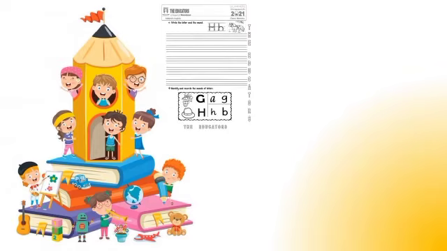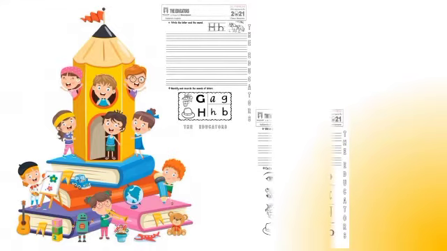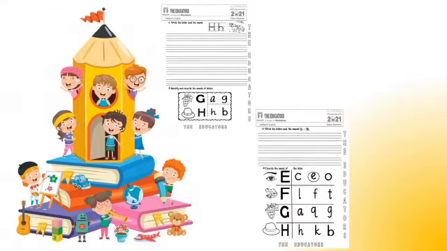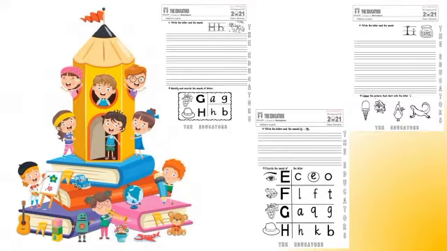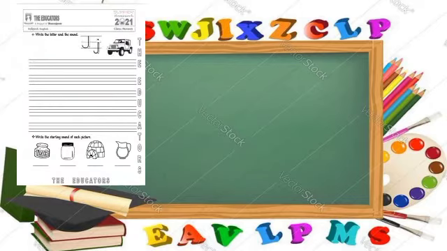On page number 12, write letter H and its sound and do its activity. On page number 13, you have to write letter E to H and do the activity. On page number 14, write letter I and its sound and do its activity. On page number 15, write letter J and its sound and do its activity.